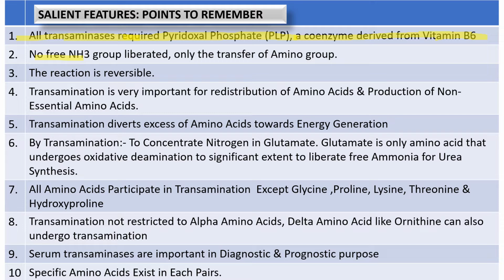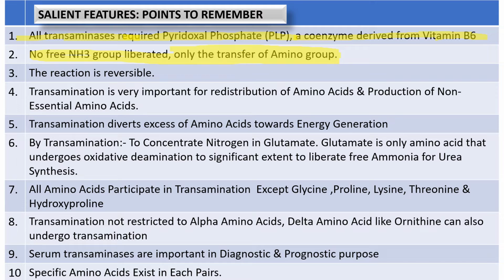Second one is that no free amino group is liberated, there is only a transfer. Ammonia is not liberated here, there is only a transfer of the amino group, and that amino group is transferred only to alpha ketoglutarate with formation of glutamate.